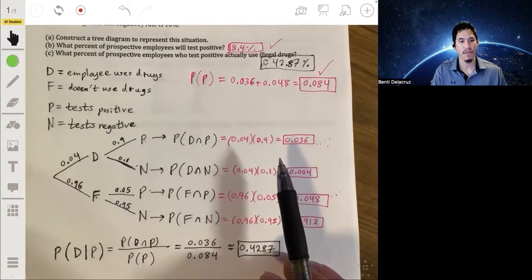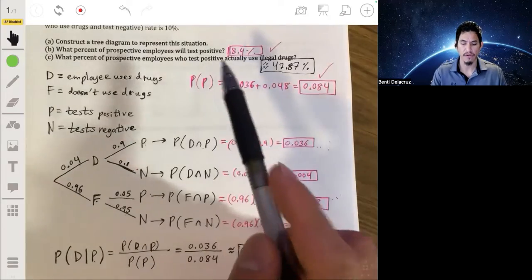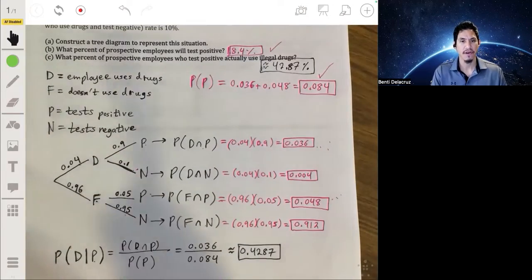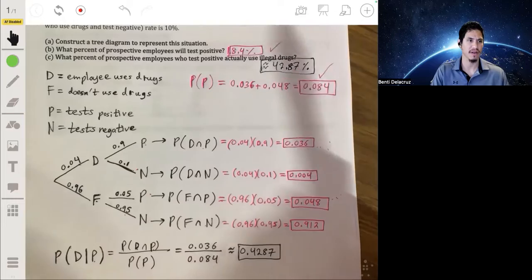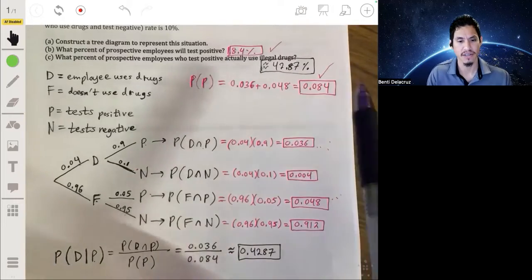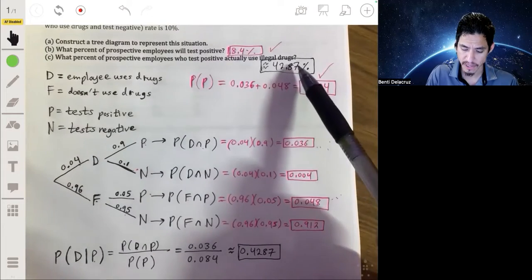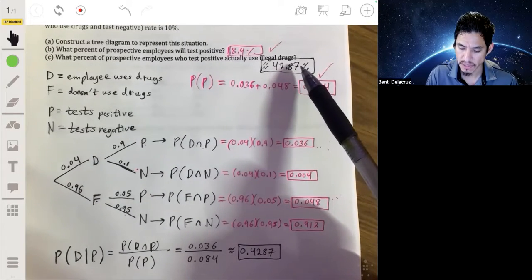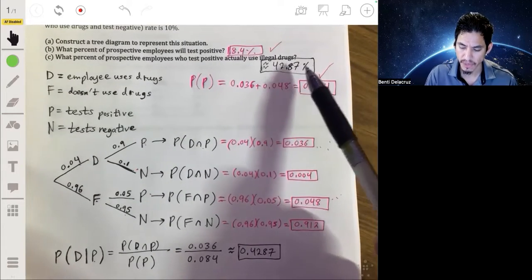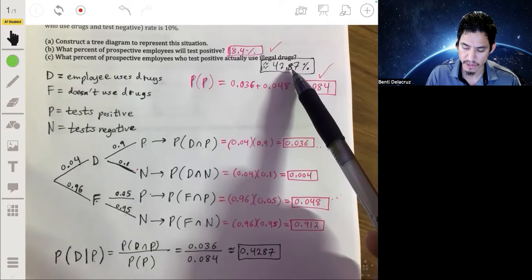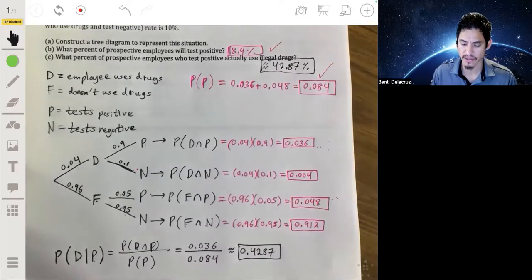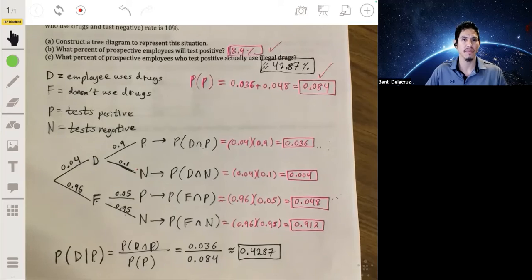Yeah, so this is actually real data taken from a real study. And if you ever hear about people who challenge their drug tests, it's because this is a pretty high rate. If only 42% of those who test positive use illegal drugs, that means there are a lot of people being falsely accused. So something to know.